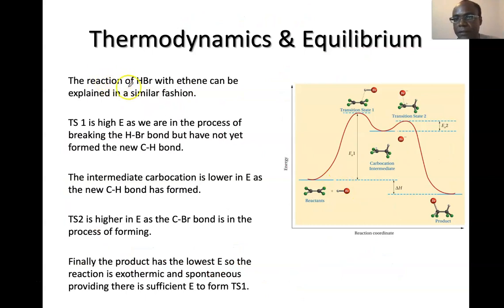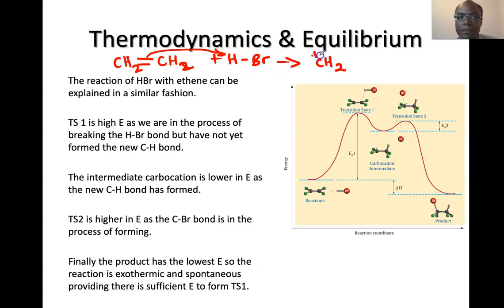Let's see, what do we have here? The reaction of HBr with ethene can be explained in a similar fashion. So this is ethene. Now this time you have an alkene that's symmetrical, so you can add the hydrogen on either side, and if you add it, for example, to the CH2 on the left, then the left CH2 will be CH3. So we are doing addition here. There's no need to state it as Markovnikov because both CH2s have the same number of hydrogens.